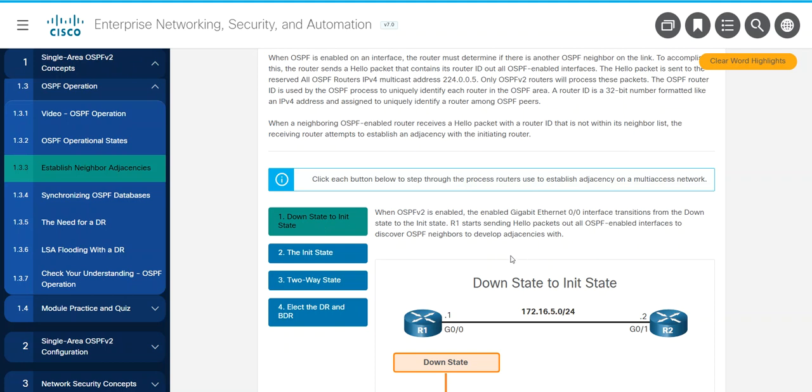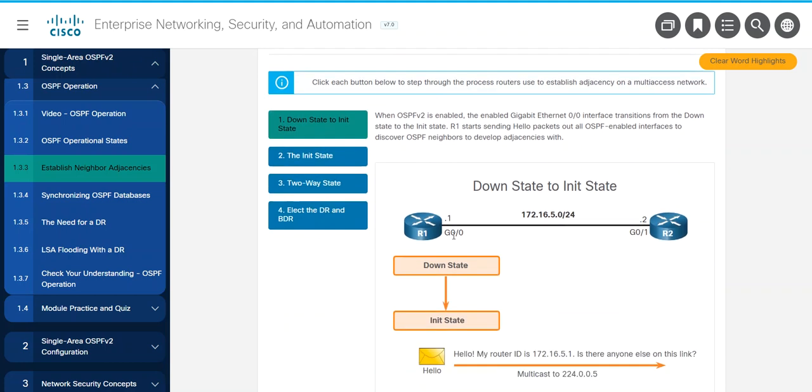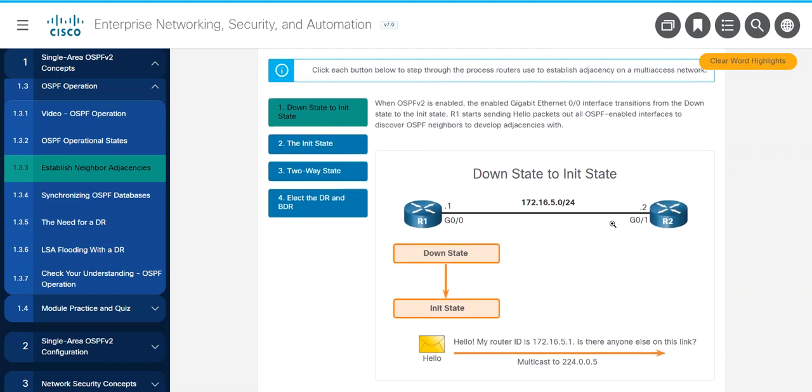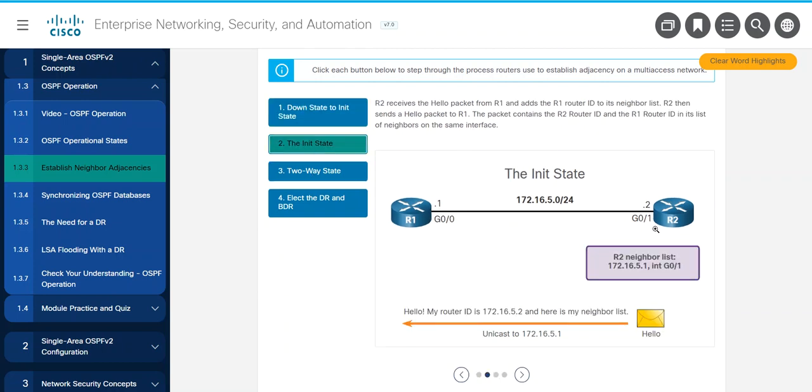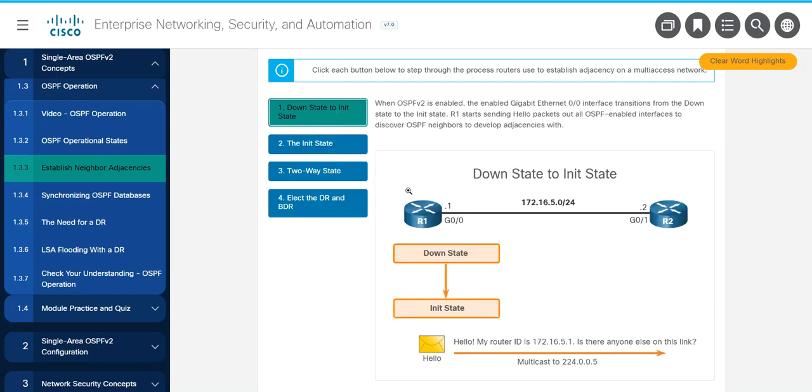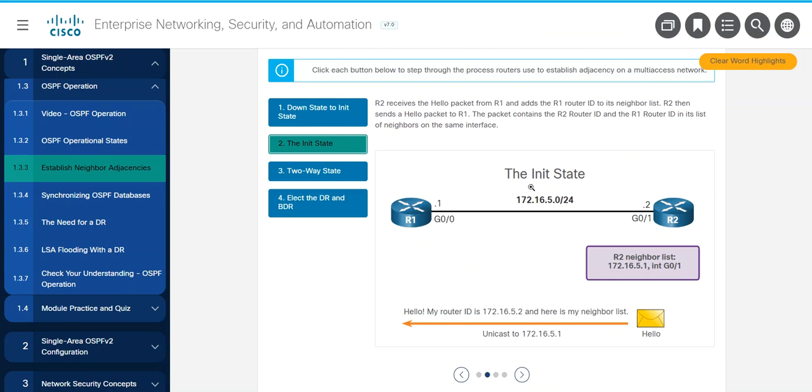So again, it starts at the down state and then moves to the init state. Now, this is when it's sending out your hello packets. And that's what you're seeing in this diagram here. So in that case, I believe R1 sent one out to R2. R2 receives the hello packet from R1, adds the R1 router ID to its neighbor list, and then R2 sends a hello packet back to R1.